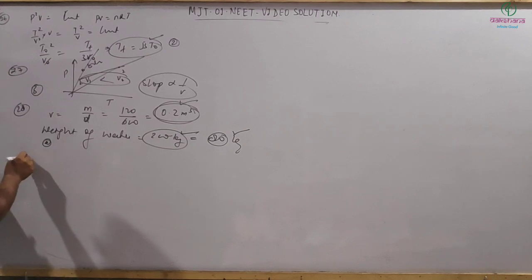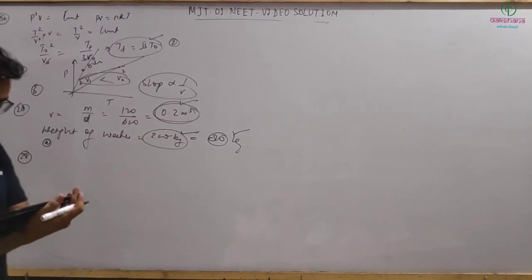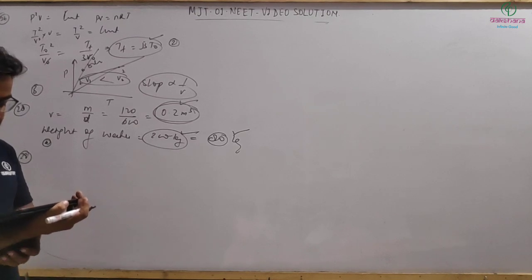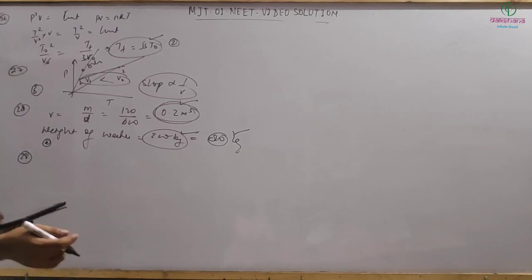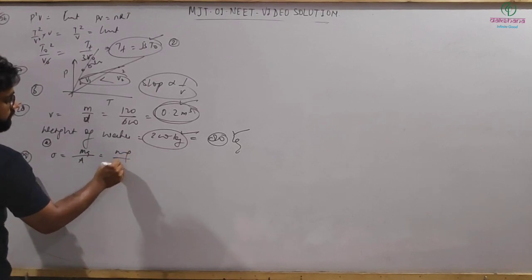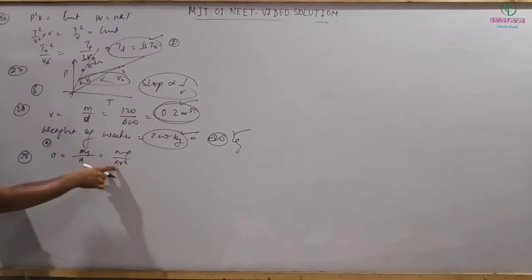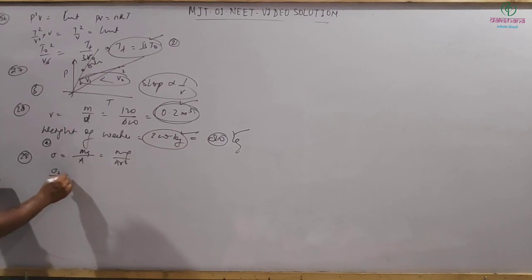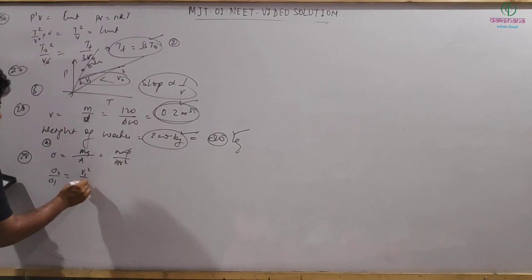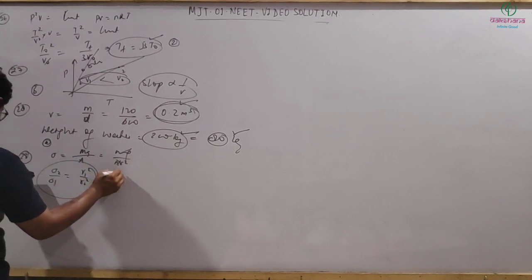Question number 29. Two wires of the same length and material but different radii R1 and R2 are suspended from a rigid support. Both carry the same load at the lower end. The ratio of the stress developed in the second wire to that in the first: stress is equal to weight mg divided by area, that is mg divided by pi r squared. So it is inversely proportional, and sigma 2 by sigma 1 is equal to, with mg remaining the same, r1 squared by r2 squared, matching with option number 2.